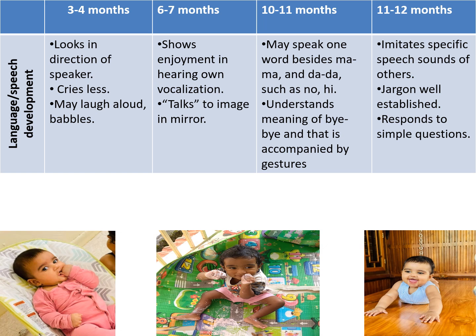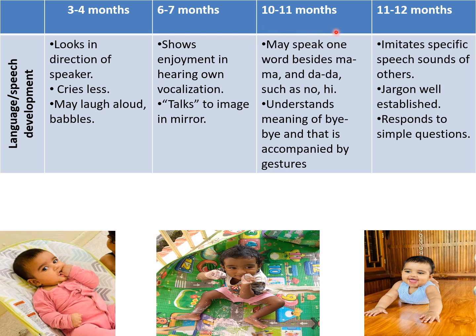Language and speech development. 3 to 4 months, they just look in the direction of the speaker. They cry less, may laugh aloud or babble. Simply some sounds are produced, that is babbling. Then 6 to 7 months, shows enjoyment in hearing own vocalization. So this is the time when they will be making so many sounds and they are enjoying that. Then when we take the child to a mirror, they will be making some sounds, that is their talk.